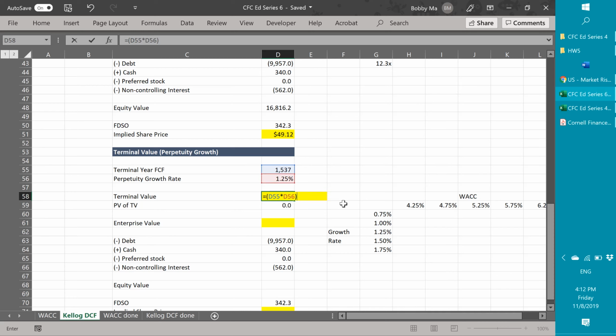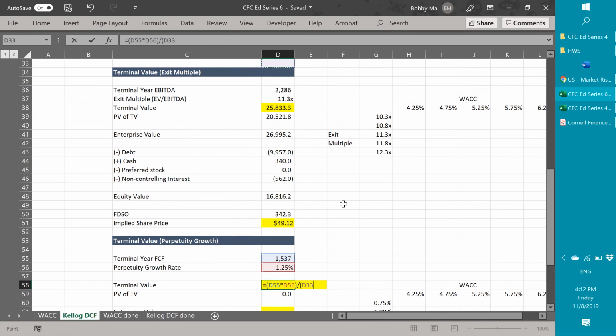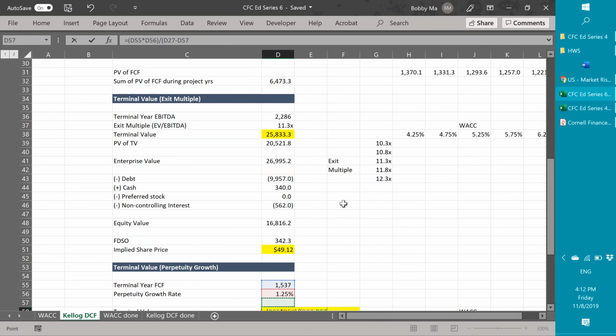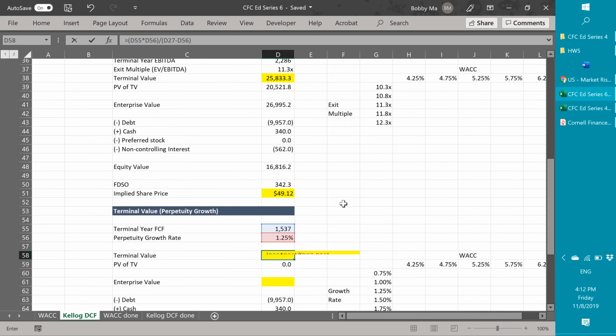So this is getting your year 6 free cash flows theoretically, divided by your weighted average cost of capital, which, you need to scroll all the way up for this. So this is your cell D27, your weighted average cost of capital, minus, so now this is your perpetuity growth rate, so D56.